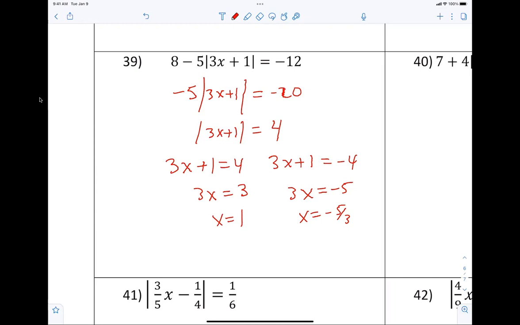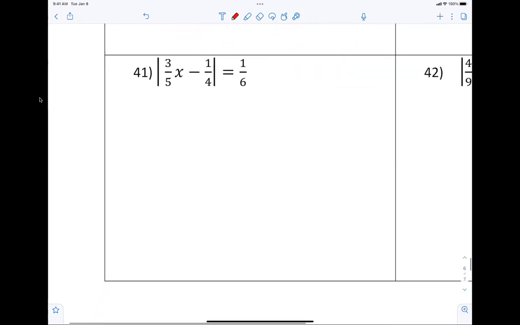All right, now I asked the kids to get out their calculators just to review fractions on your calculator. It's not that we need it, but we're just practicing, making sure you can use your fraction. So I have 3/5 x minus 1/4 equals 1/6, and 3/5 x minus 1/4 equals negative 1/6. Now everybody's using their calculator. They're typing in 1/6 plus 1/4. And somebody needs to tell me what that is.